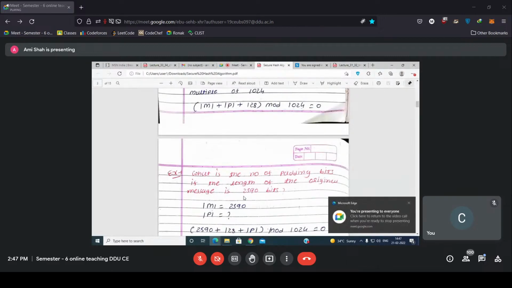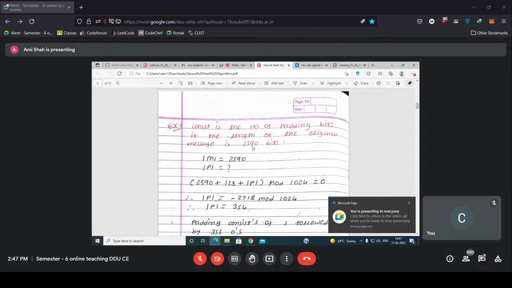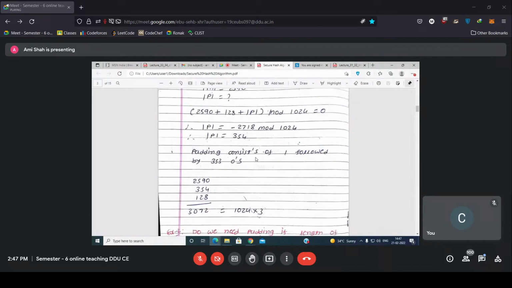So now see here in this case, what is the message? The message is 2590 plus 128 plus the padding that you are getting, that is 354, right? So what answer do you get? 3072. And see here, it is a multiple of what? It is a multiple of 1024, right?